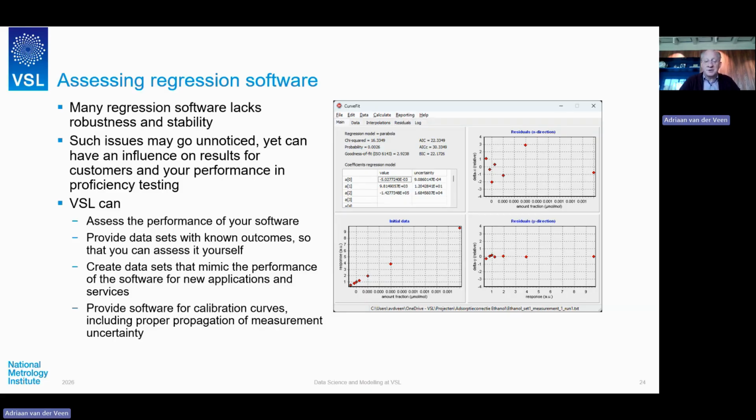What we can do is assess the performance of your software. We can also provide you with data sets with known outcomes so that you can assess your software yourself. We can also create data sets that mimic the performance of software for new applications and services. And of course, we can also provide you with the software themselves.